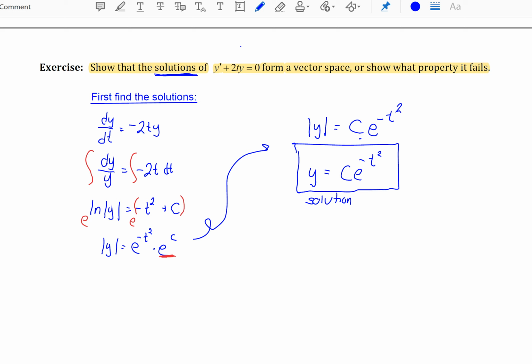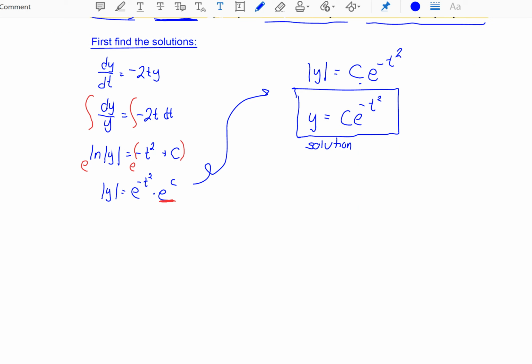And so now again, we're being asked to show that the solutions form a vector space or show what property it fails. So now let's move on and let's show the properties. So here specifically, we want to show the closure properties. Or show that it fails one of these. So let's start first with the addition property.